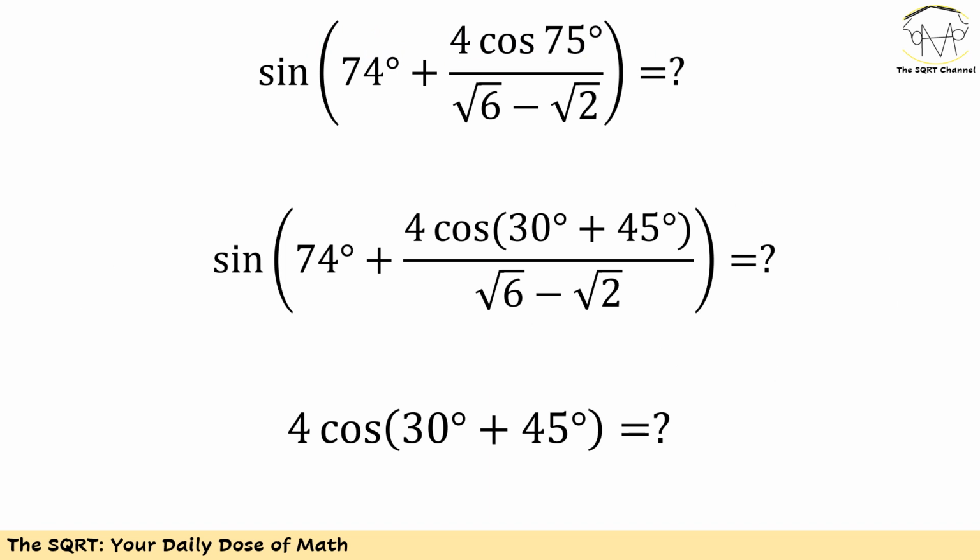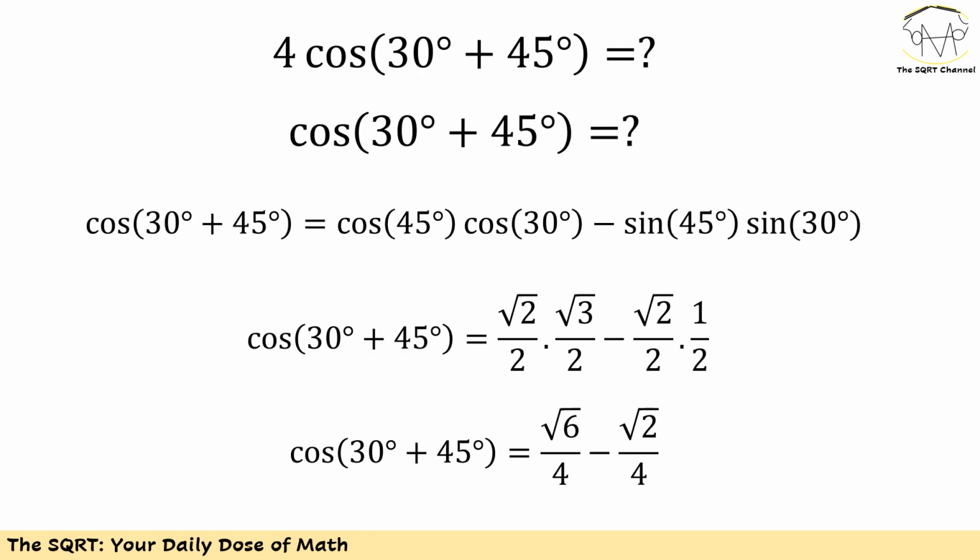To solve this problem, I'm going to divide this problem into multiple subproblems. I have sine of 74 and cosine of 75. Basically, to simplify this, I'm going to start with this cosine of 75, and we know that 75 degrees can be written as 30 degrees plus 45 degrees. And we already know that cosine of A plus B can be written based on cosine of A and cosine of B. So by now I'm going to focus on 4 times cosine of 30 degrees plus 45 degrees.